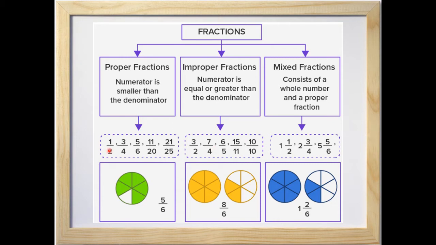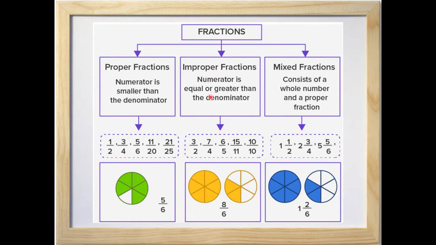So these are the examples for proper fractions: 1 by 2, 3 by 4, 5 by 6, 11 by 20, 21 by 25, and you can see a diagrammatic example also. Here 5 parts out of 6 parts are shaded, so it is 5 by 6, and you can easily see that the numerator is less than the denominator.